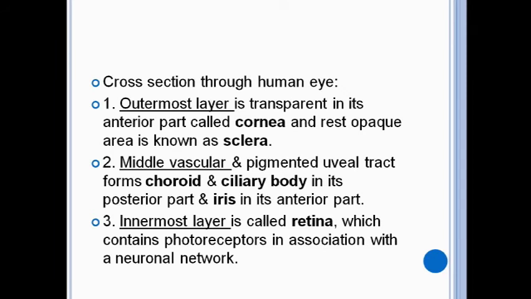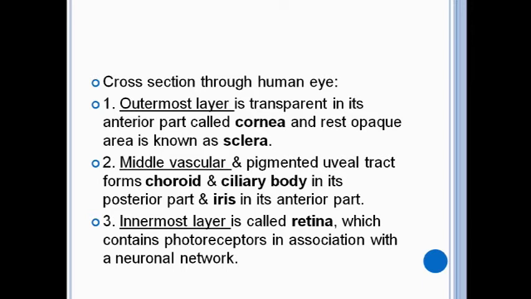Now, in the human eye, the outermost layer is avascular. It is transparent in nature in the anterior part. The anterior part is the cornea, and the rest is the sclera, which is opaque.